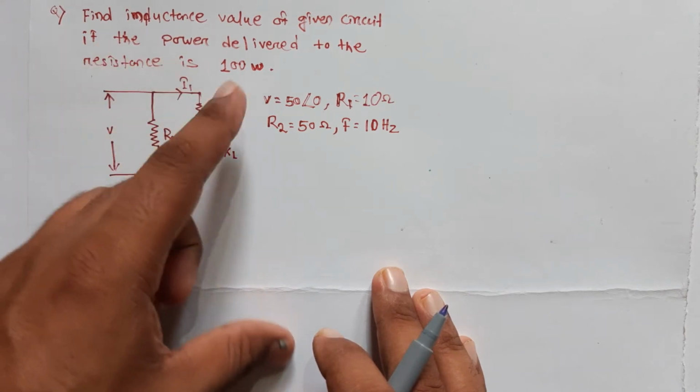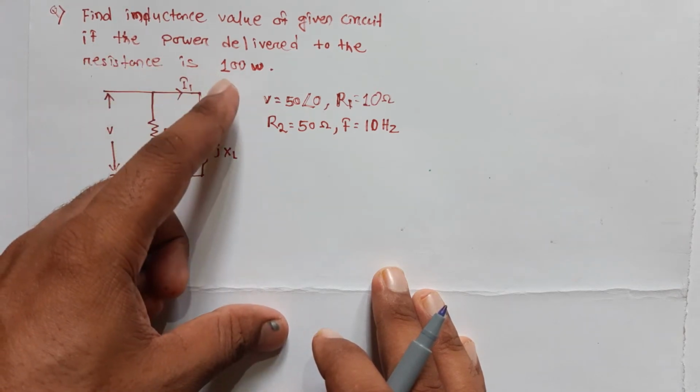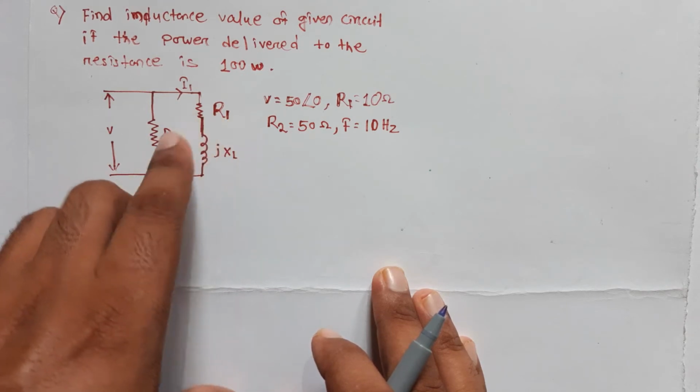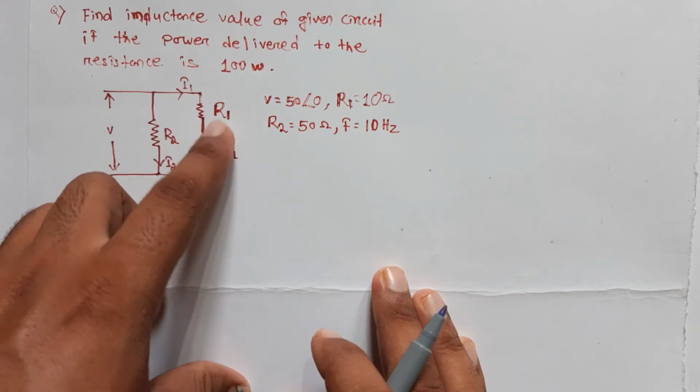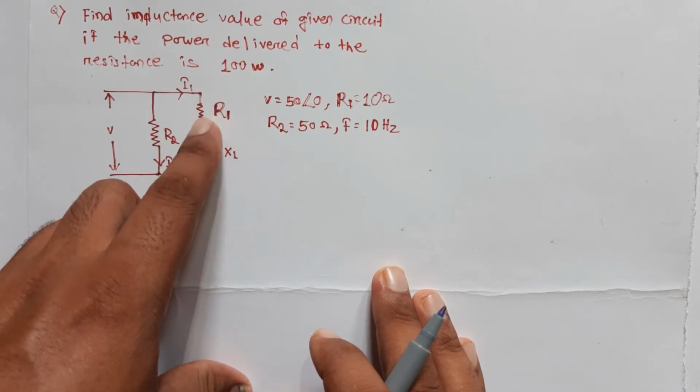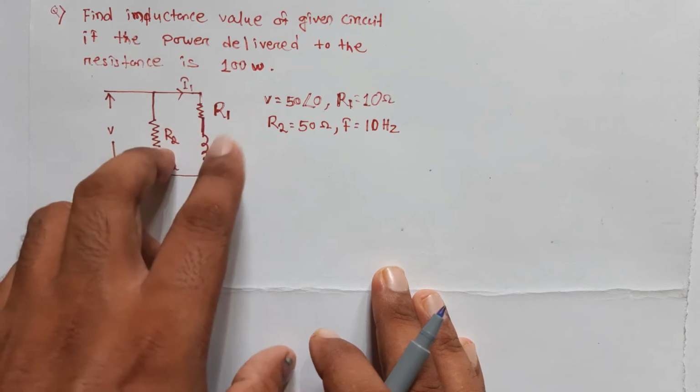The power delivered to the resistance is 100 watt. It means the total power delivered to the combination of R1 and R2 is 100 watt.